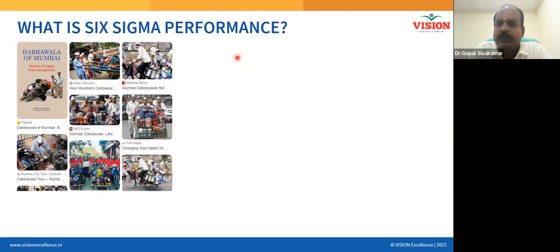So these 5,000 people carry about 2 lakh lunch bags every single day. Their level of performance is 1 mistake in 16 million transactions. You all know 16 million, right? So nearly 1.6 crore transactions. How many mistakes do they make? Just 1 mistake. How is this possible?